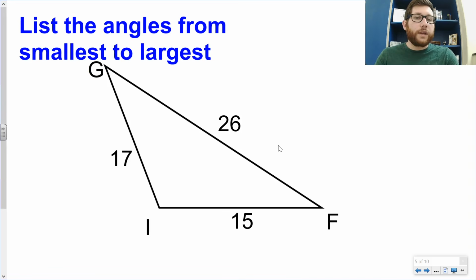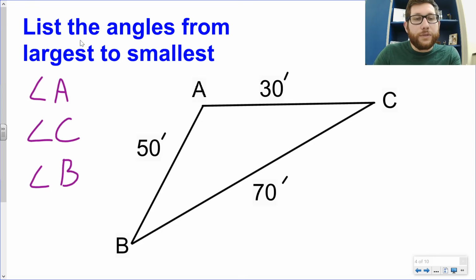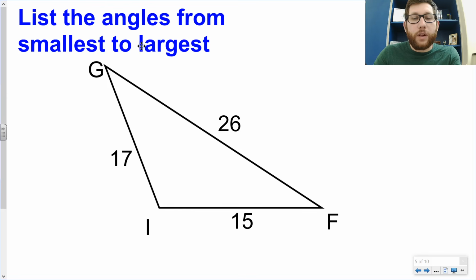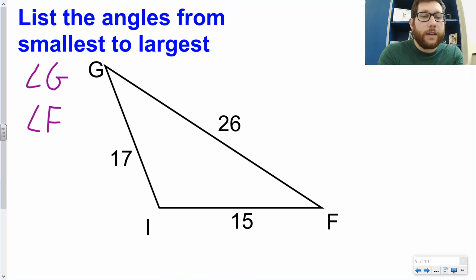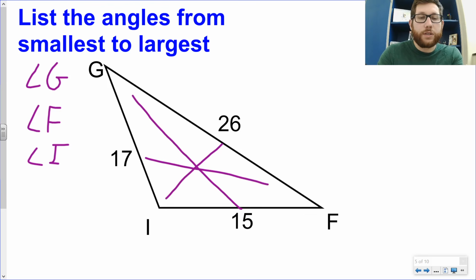All right, let's do another one here. Let's list these angles from smallest to largest. So my smallest one is going to be opposite my smallest side. Now, something to notice here. Notice how the last one was largest to smallest, and this one is smallest to largest. You have to pay attention to what they're asking. So smallest to largest here. So angle G would be my smallest. Angle F would be my medium, and angle I would be my largest, because notice this is across from my smallest, my medium, my largest.